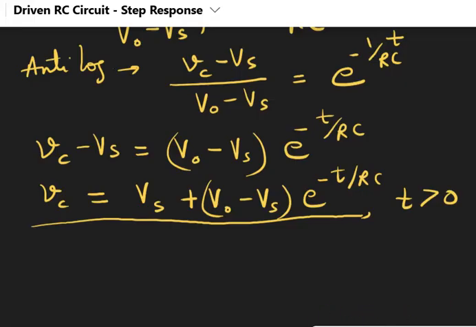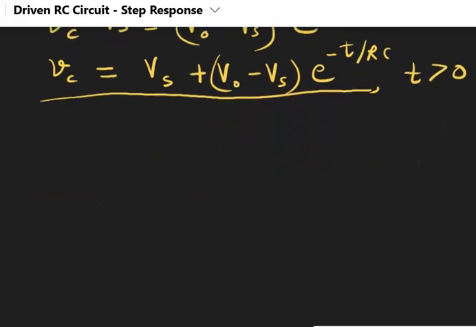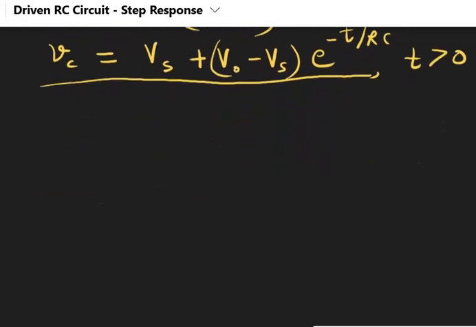So this is the equation of the voltage across the capacitor for t greater than 0 in a driven RC circuit, when the circuit is driven by a DC source. Very important. It is called the step response also. Here again RC is nothing but tau, which is called the time constant.